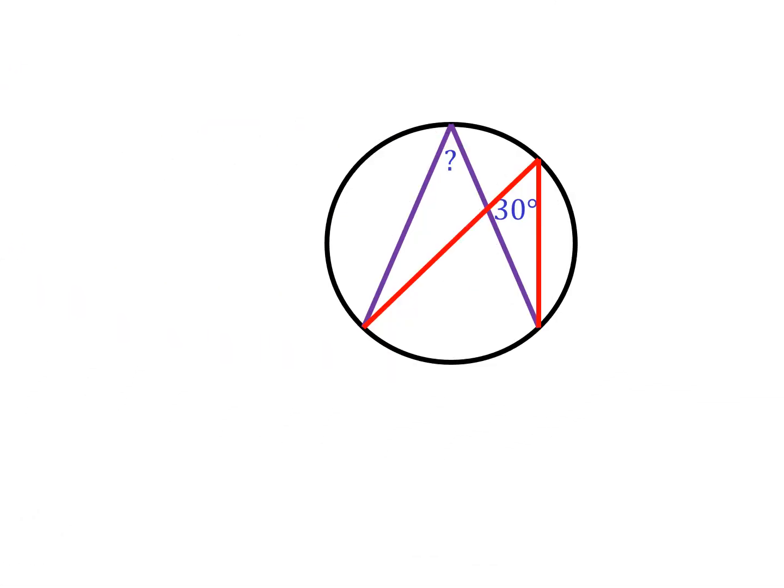Another theorem of a circle is when the two angles formed by four different chords have a common intercepted arc, their angle measure is always equal. So this missing angle is also 30 degrees.